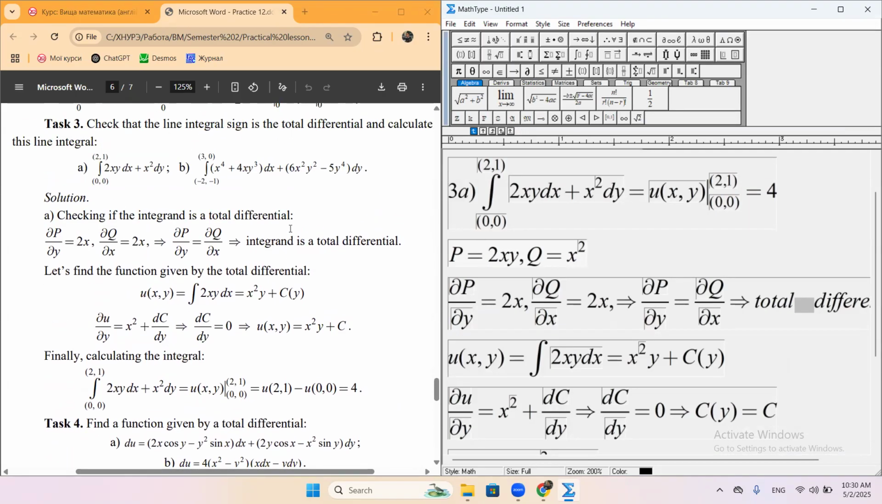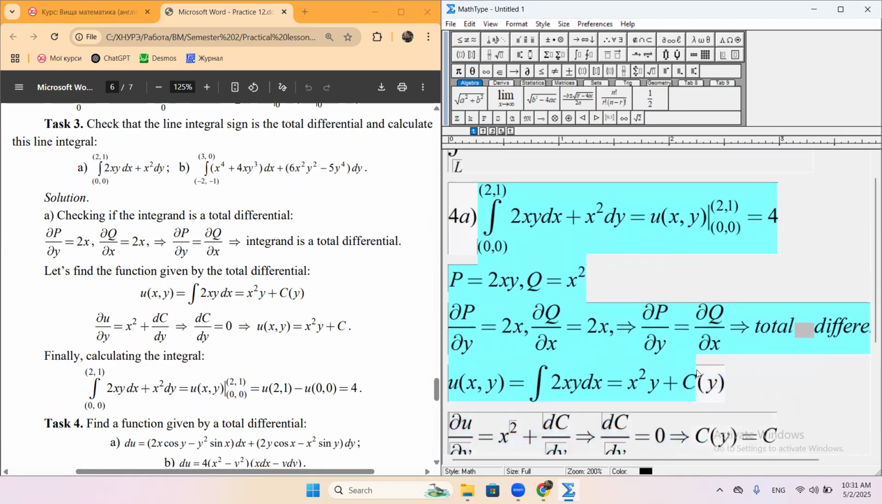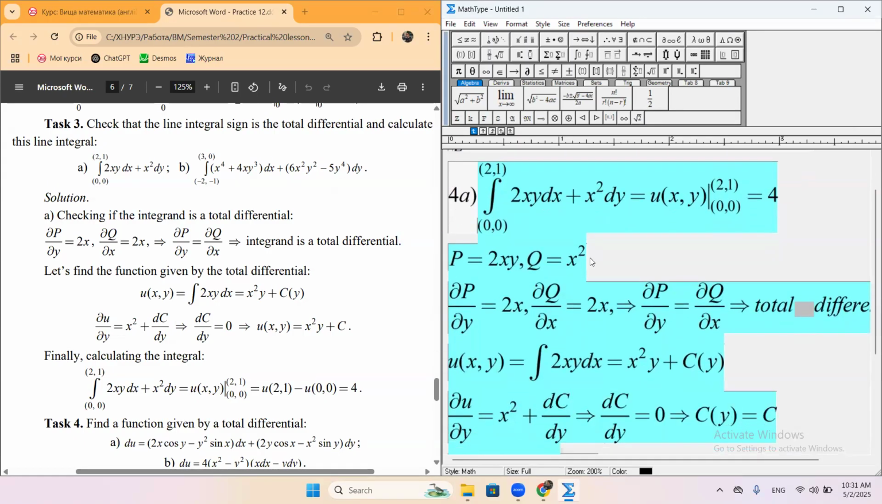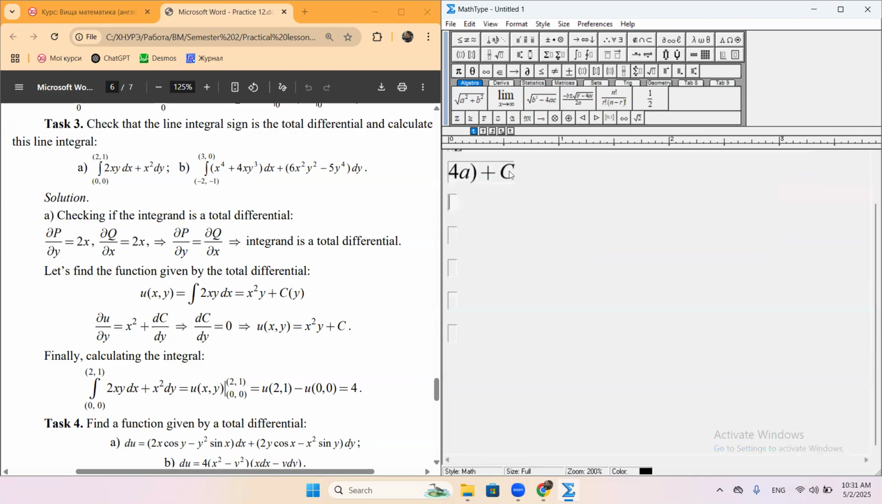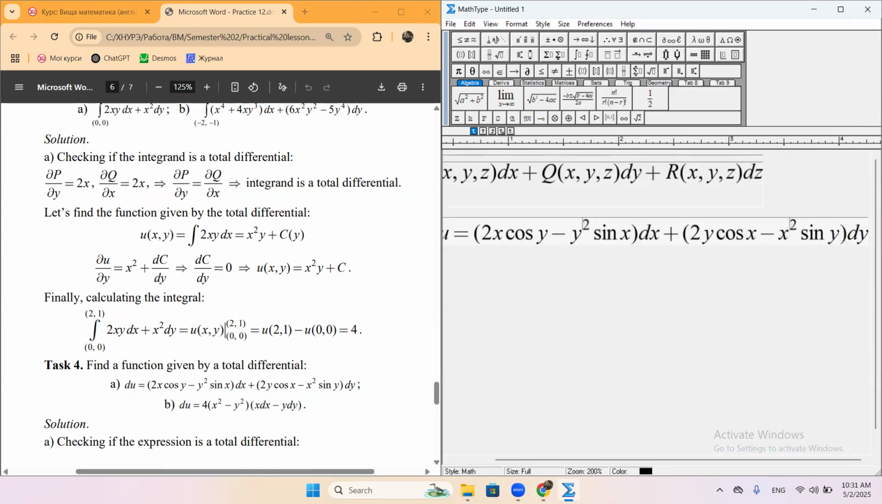And now let's find a function given by a total differential. So we will restore the function with it. So for A, actually this task is analogical, but with more polynomials. So polynomial functions. So the differential is the following. So du equals (2x cosine of y minus y squared sine of x) dx plus (2y plus 2y cosine of x minus x squared sine of y) dy.